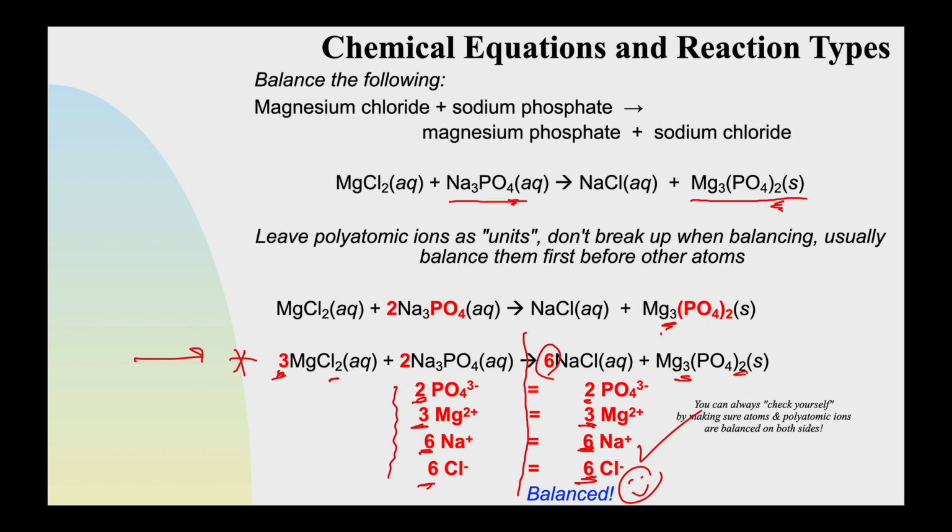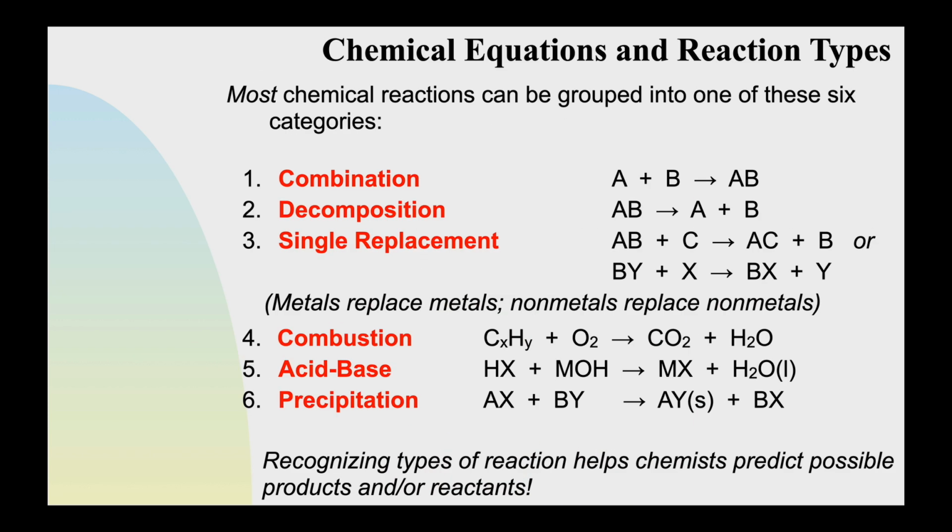Sometimes after a while you'll get so bored it takes forever, so you won't want to use it. But when you're learning, I do recommend just checking yourself to make sure that it's balanced when all is said and done. When you look at all chemical reactions, there are 6 categories, 6 reaction types, which are very common when it comes to chemistry.